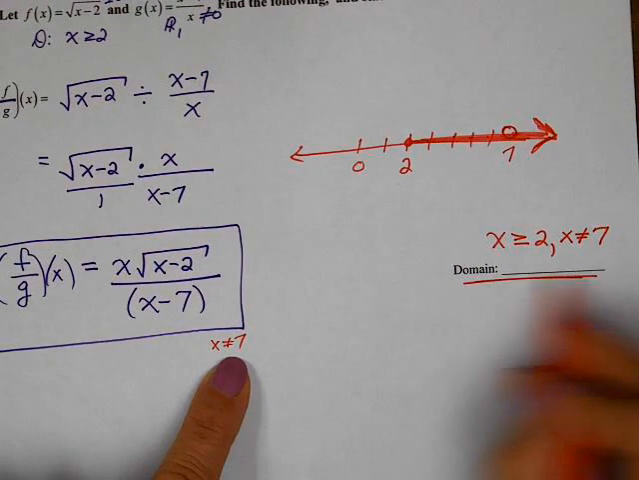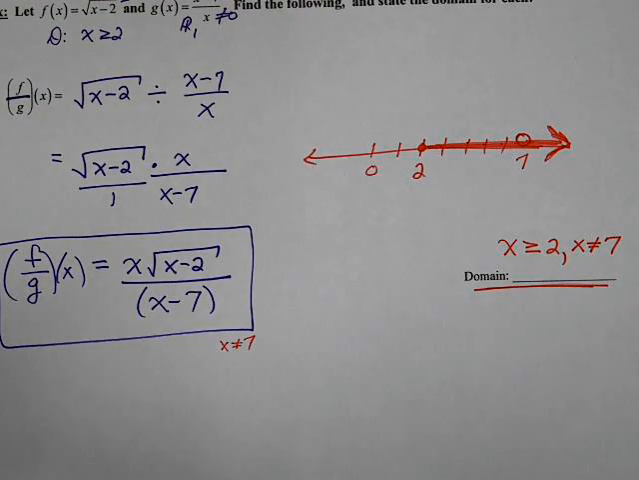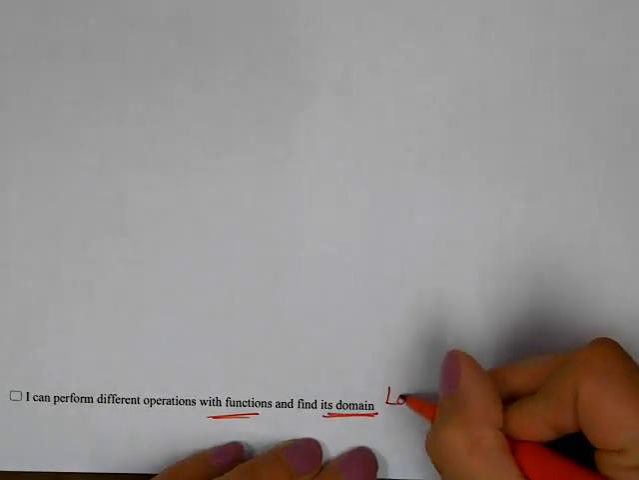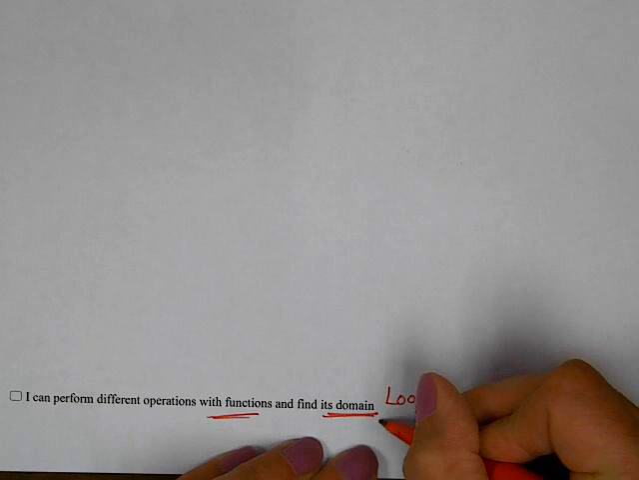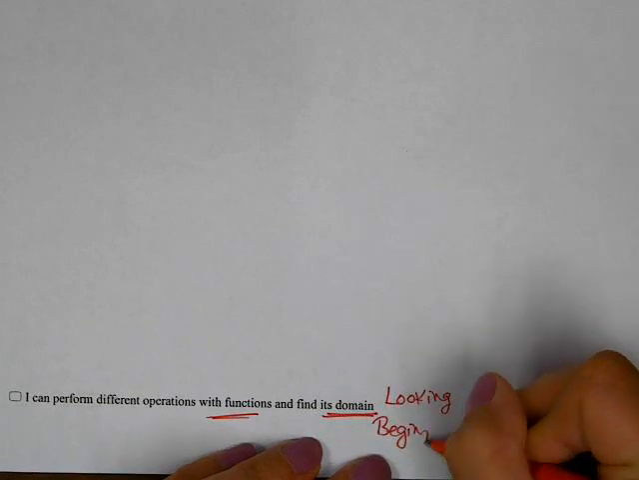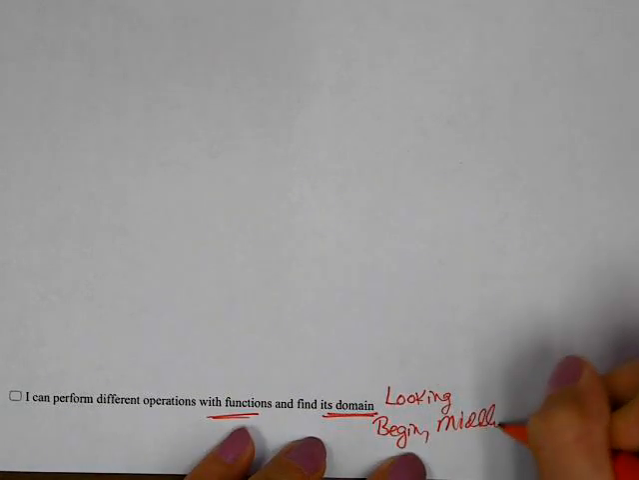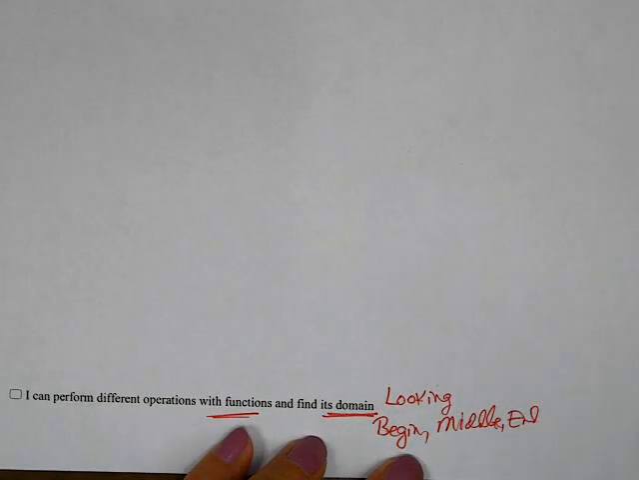Okay, this one here is really tricky. You have to look at the beginning, the middle, and the end. Okay? So I hope you can perform different operations with the functions, okay? And I hope that you can find the domain, okay, by looking at the beginning, the middle, okay, and at the end. And don't be redundant. Thanks, guys.